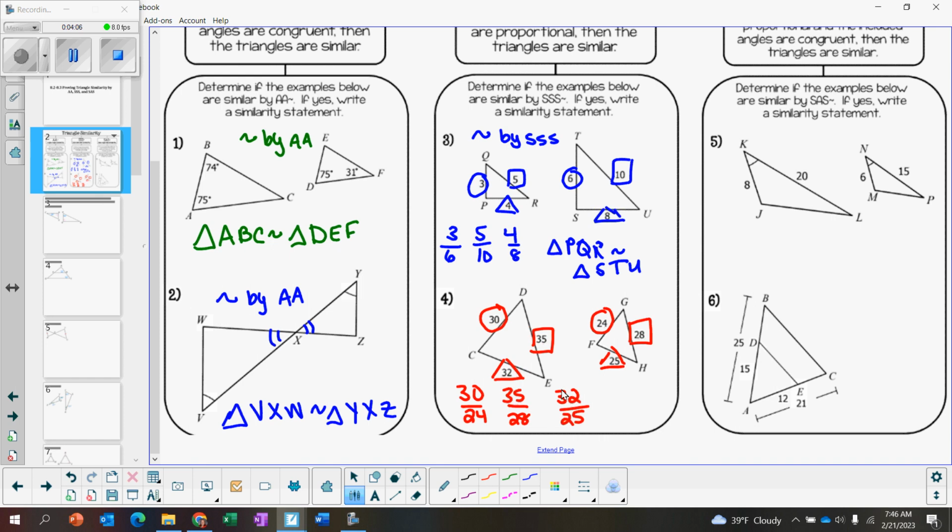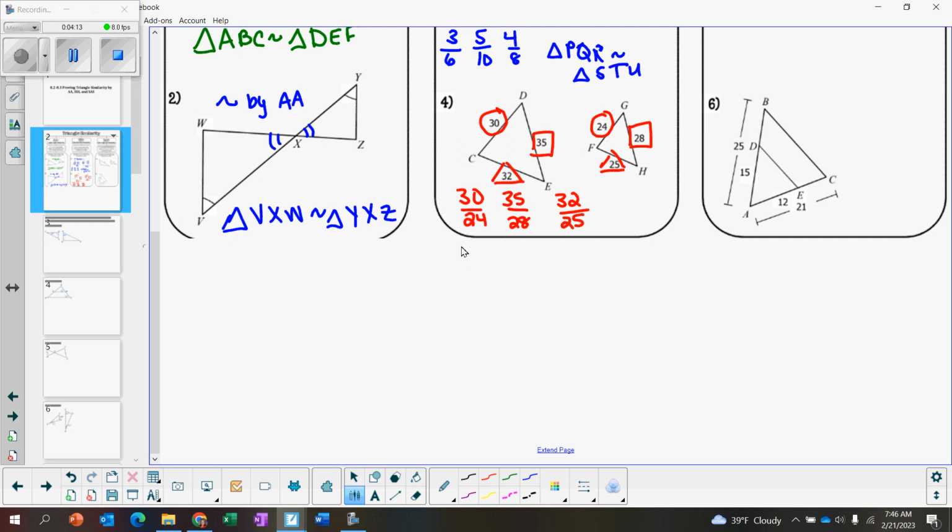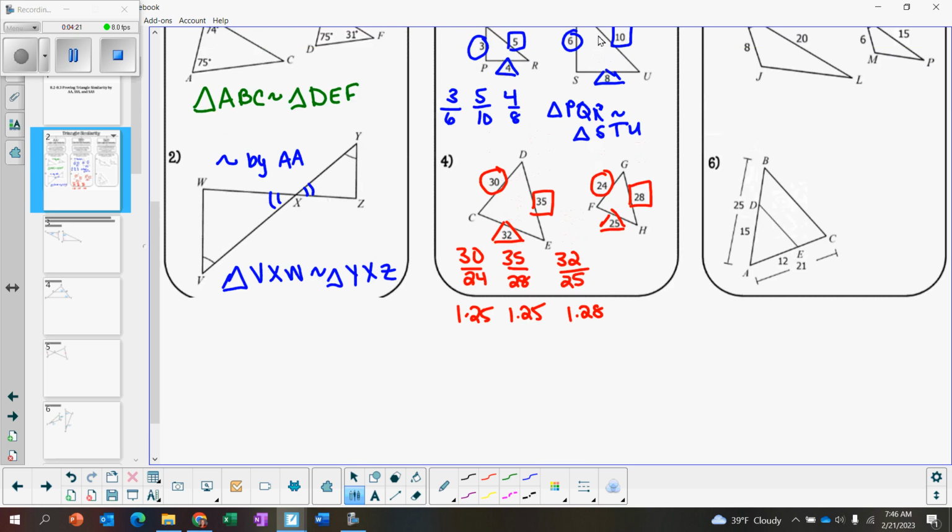And I get 1.28. Each of these would have been 1.25, right? 5 over 4 is 1.25. This is 1.25. This is 1.28. So since all three fractions are not the same, not similar.